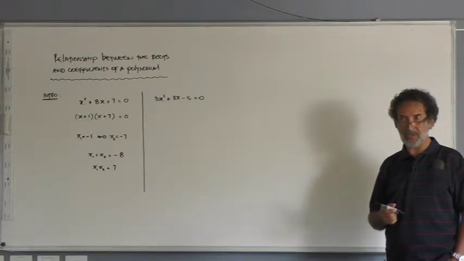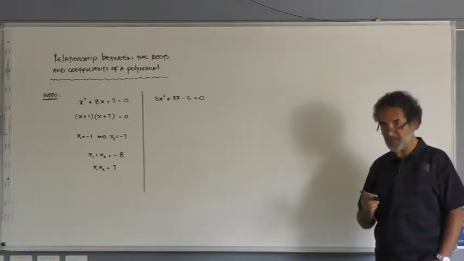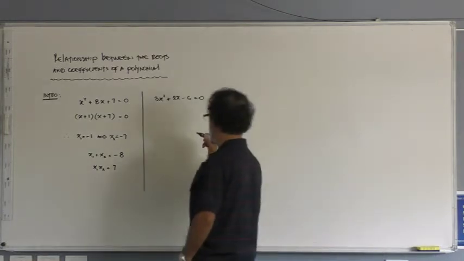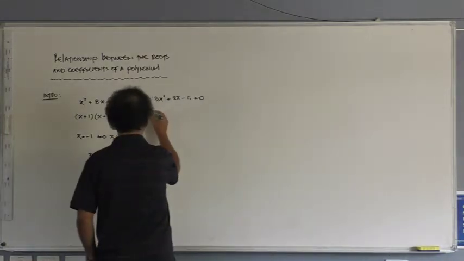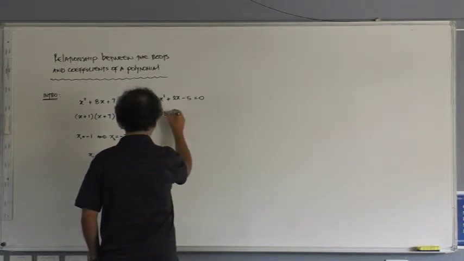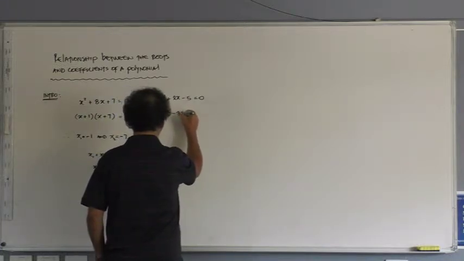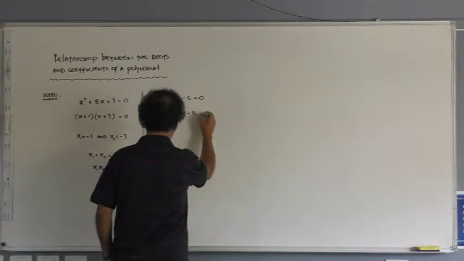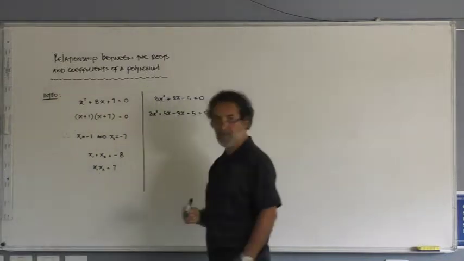Think about it and then tell me what the answer is. Positive 5 and negative 3? Yes. That means that we can write this equation again as 3x squared plus 5x minus 3x minus 5 equal to 0.